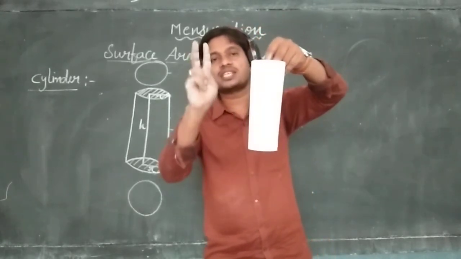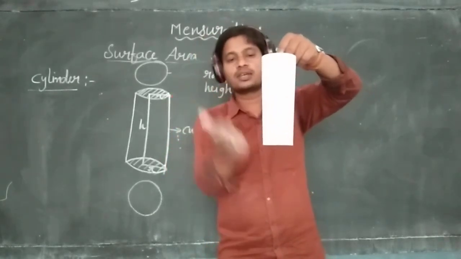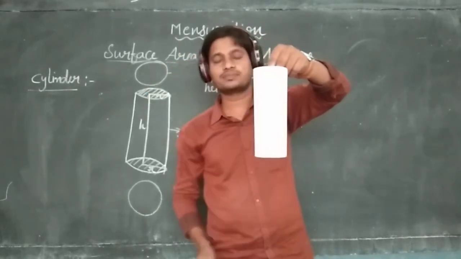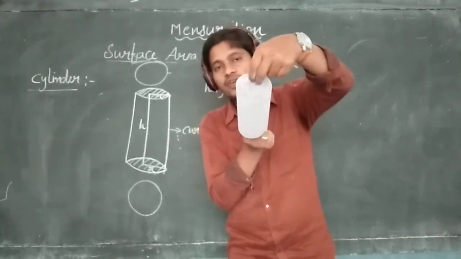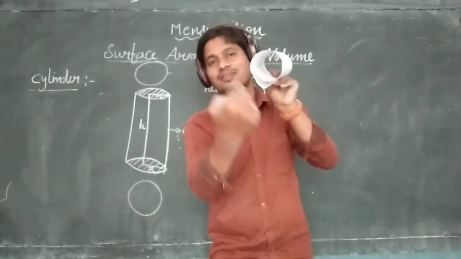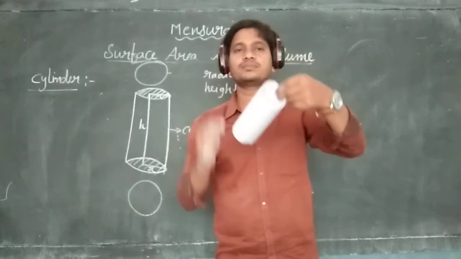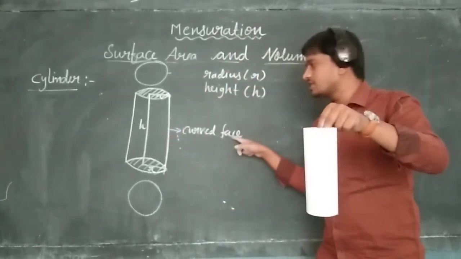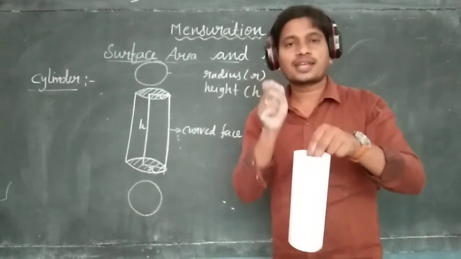It has three faces. As I told you, it has three faces: top face, bottom face. This is our top face and this is our bottom face. Both are in the shape of circle only. And I told you one more face we have, that is curved face. That curved face is in the shape of rectangle.